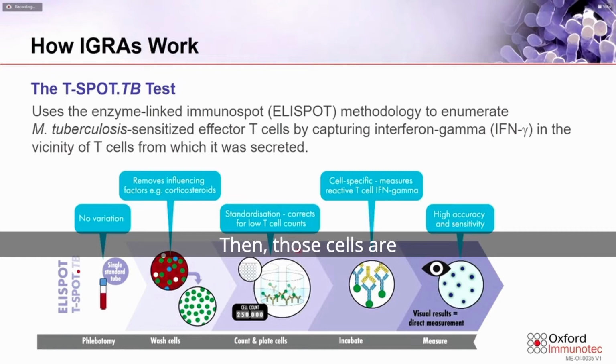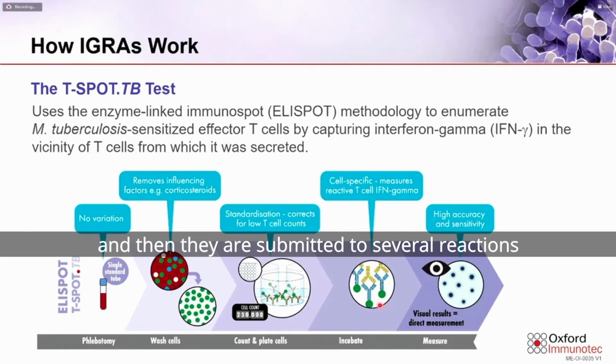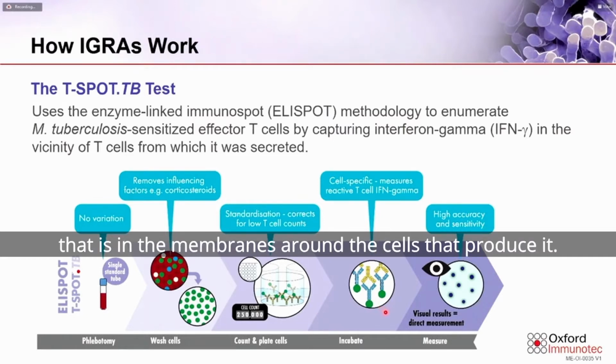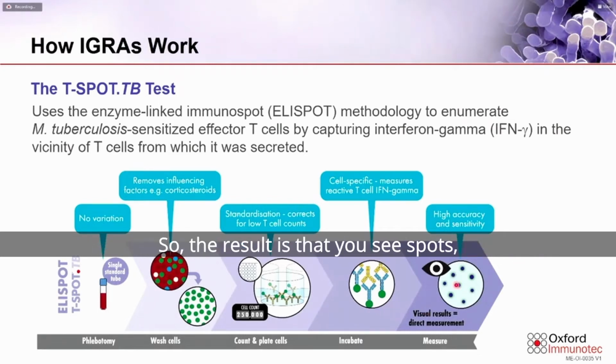Then those cells are incubated with the TB antigens, washed again, and then submitted to several reactions that basically capture the interferon gamma in the membranes around the cells that produce it. So the result is that you see spots, and those spots identify the cells that are releasing the interferon gamma.